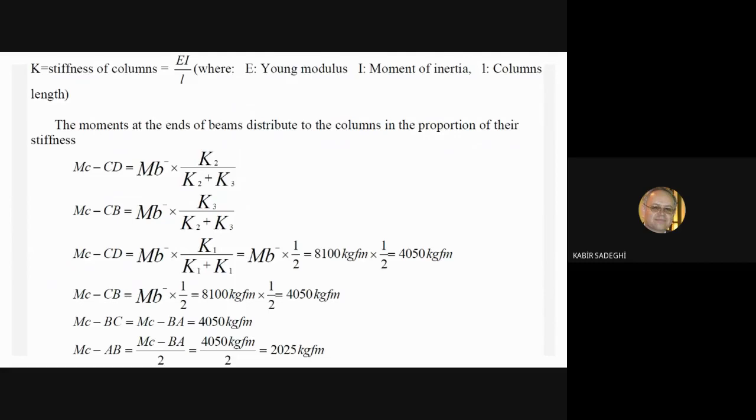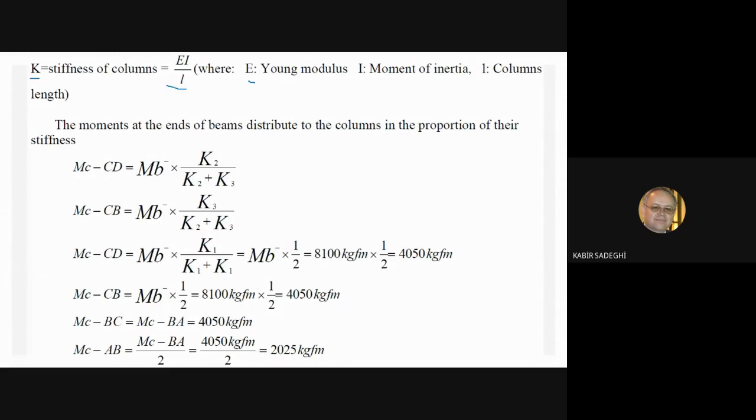Okay, in general, if they don't have the same stiffness... with identical stiffness, the stiffness is EI over L, where E represents the Young modulus, I represents the moment of inertia, and L represents the column's length.